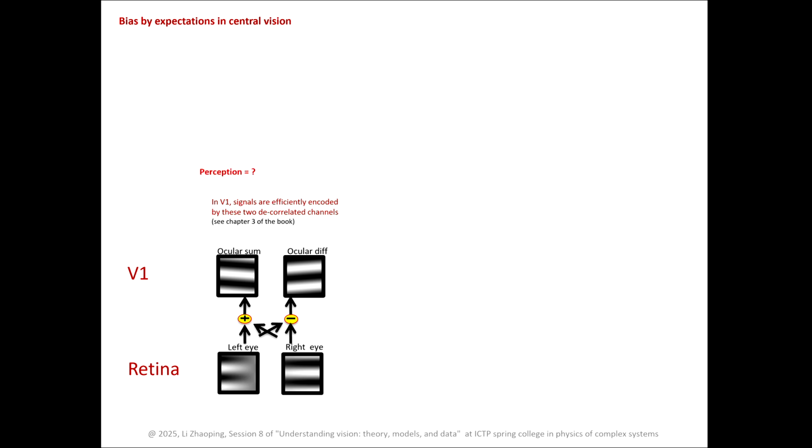We can ask observers to report by forced choice whether the grating they see is clockwise or anti-clockwise tilted from horizontal. So they will have a perceptual rivalry not between the inputs to the two eyes, but between the summation and difference signals.